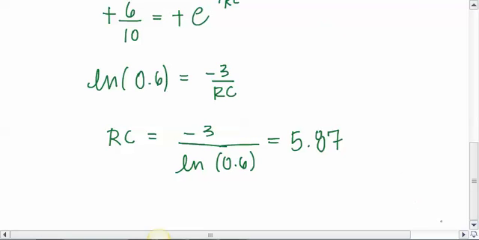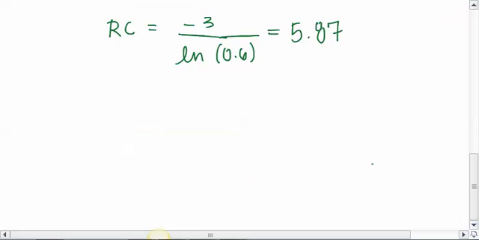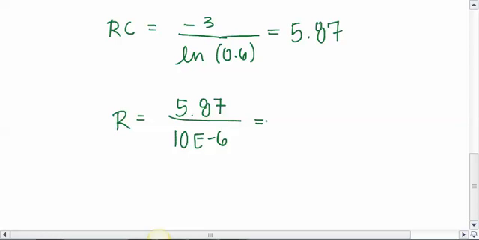Okay, so now that is what RC is equal to. So then R would be equal to 5.87 divided by 10 times 10 to the negative 6. Is that right? So what is our R equal? 5.87.